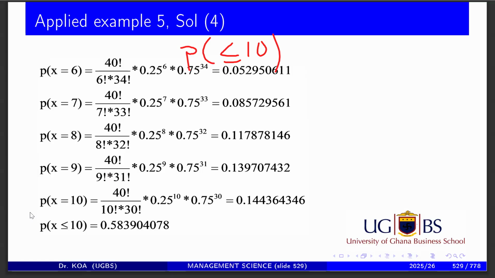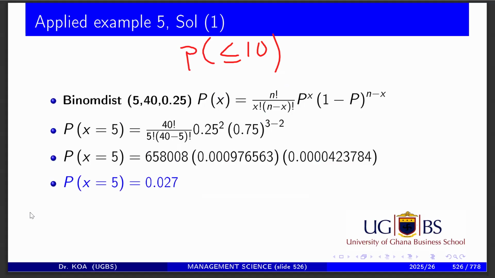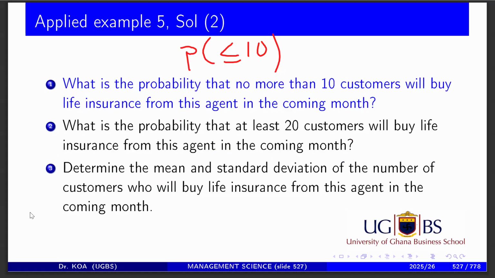But this one, the opposites can't come in. That one is even more tedious. Exactly. You can use the opposite. Now let's go back to the next one. What is the probability that at least 20 customers will buy the life insurance? That is worse. At least 20 means 20 or more.